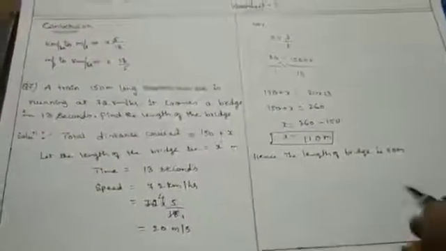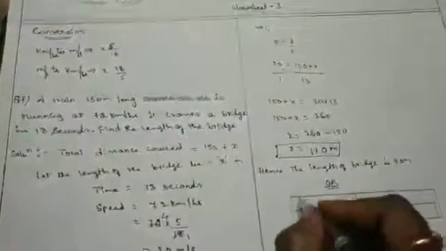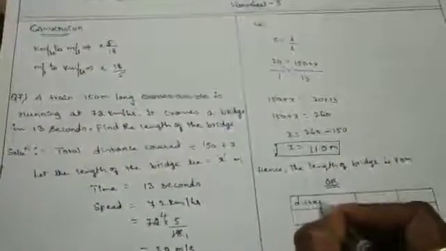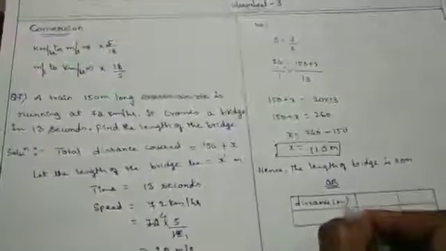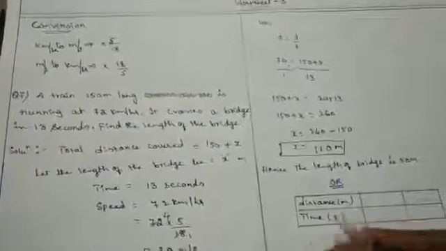Okay. If you want, you can go with the table process also. So what are the two quantities you are going to take here? Here he is asking the length of the bridge, which means distance in meters, and what is he given? Time taken, right? Time in seconds.